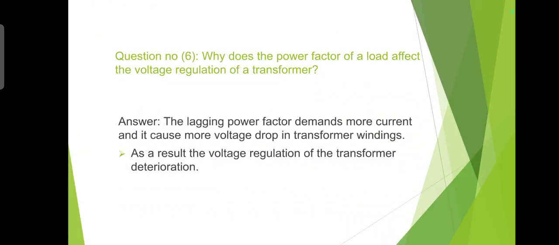Question number 6. Why does the power factor of a load affect the voltage regulation of a transformer? Answer: the lagging power factor demands more current, and in that case there is more voltage drop in the transformer winding. As a result, the voltage regulation of the transformer deteriorates.